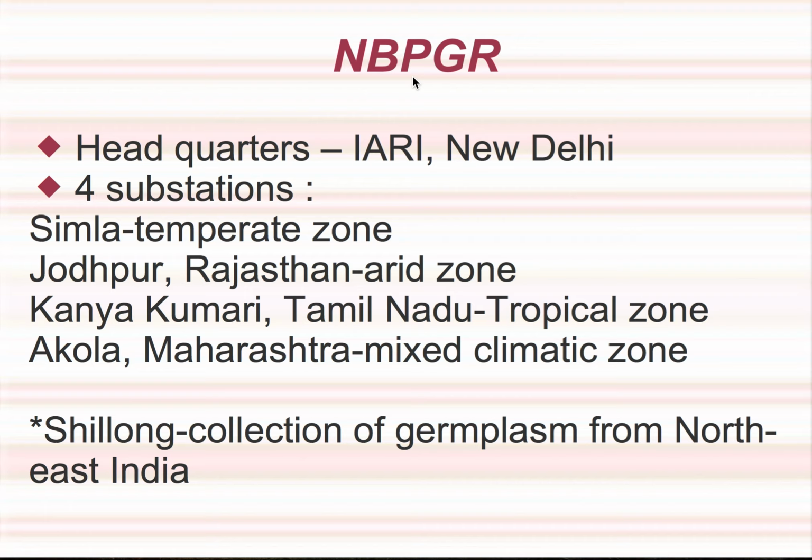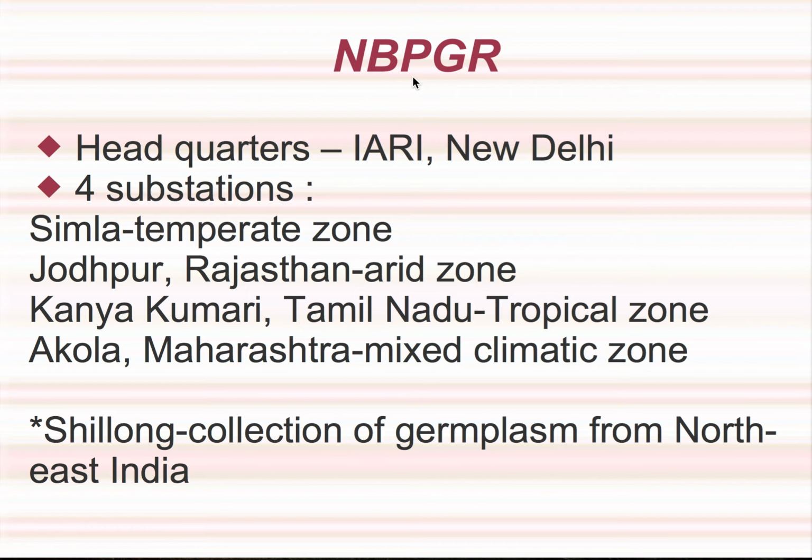And there is a special zone which was recently established. It is a new substation in addition to the above four substations. It is located at Shillong and it is mainly for the collection of germplasm from northeastern India. This part of the country has a large genetic variability for several crop species like rice, citrus, maize, etc., mainly because of the varied climatic conditions in that area.